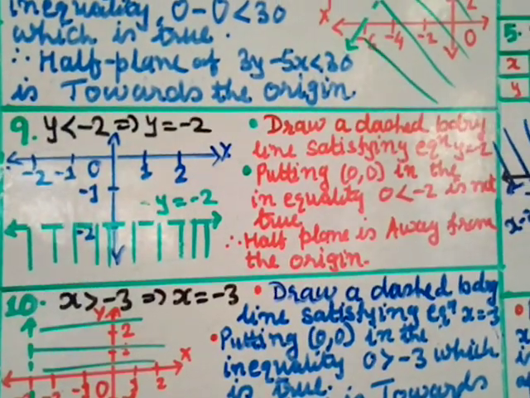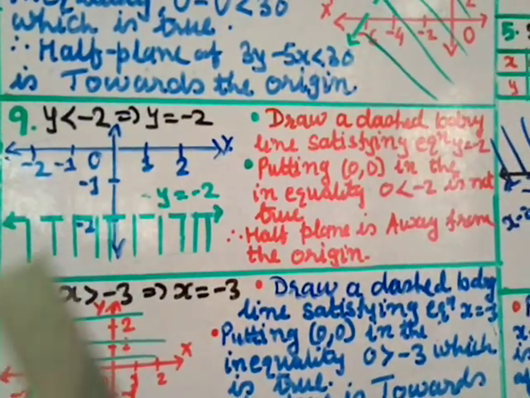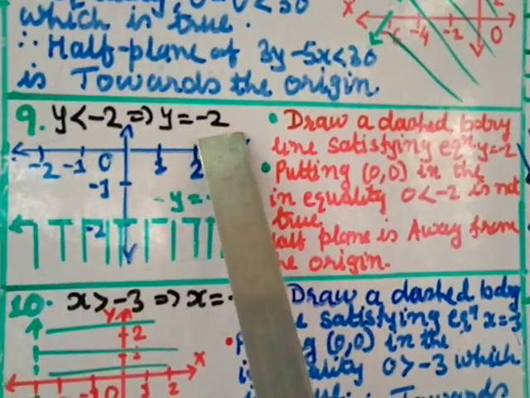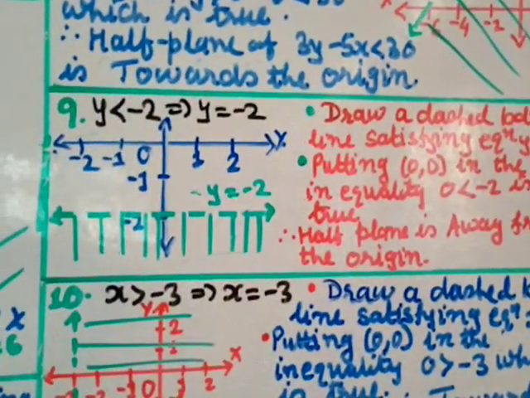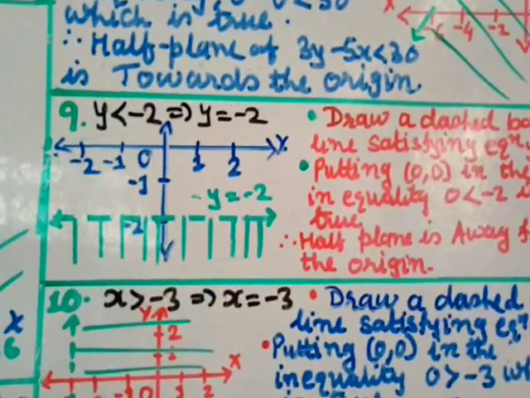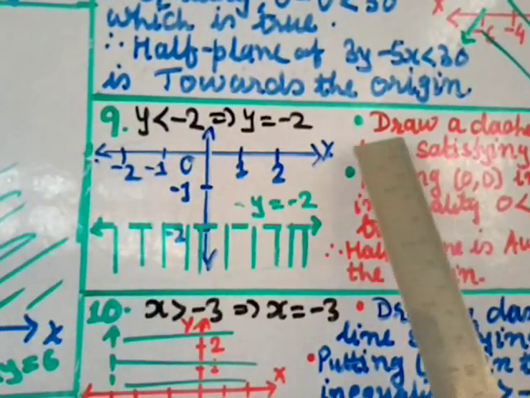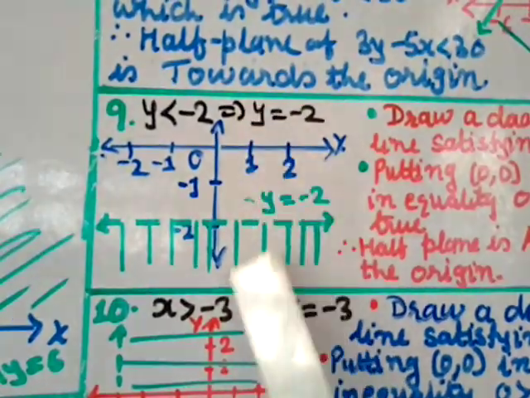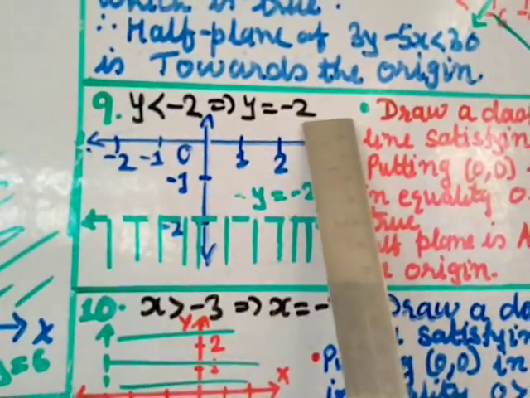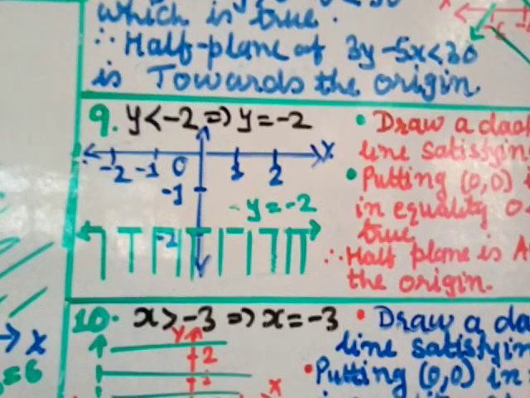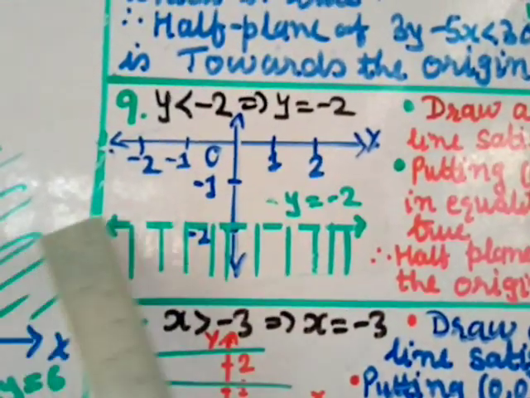Question number 9, y less than minus 2. This can be written as y equal to minus 2. Here there is no x value, so whatever value of x you take, y will be minus 2. This is the x-axis, this is the y-axis, and y is equal to minus 2 is on the negative side. So any value of x, y will be fixed at minus 2, so it will be a straight line.